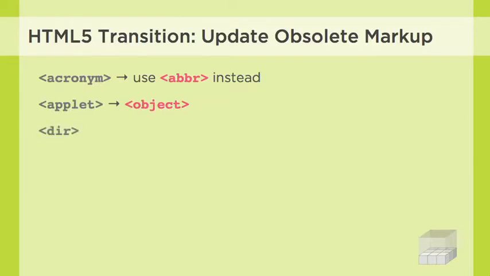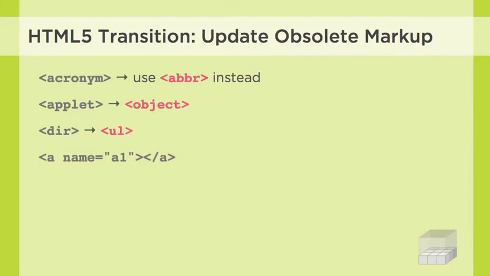Next, there's a dir tag that has been around for a very long time for directories and directory listings, and this has been dropped from HTML5 as well. Instead, just go ahead and use an ordered list. If you need to style it differently, use CSS. This is a big change that has occurred, and it's about time.